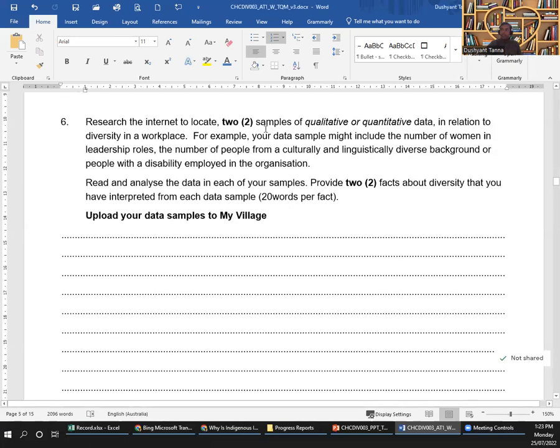Research the internet to look at 2 samples of qualitative or quantitative data in relation to diversity in a workplace. For example, your data sample might include the number of women in leadership roles, a number of people from a culturally and linguistically diverse background, or people with disability in the organization. Read and analyze the data in each of your samples. Provide 2 facts about diversity that you have interpreted for each of the data samples. 20 words per fact.